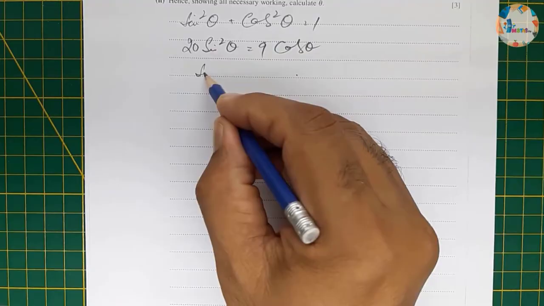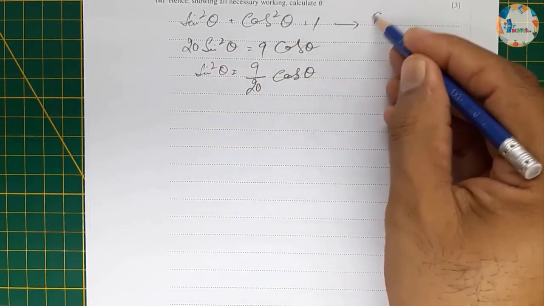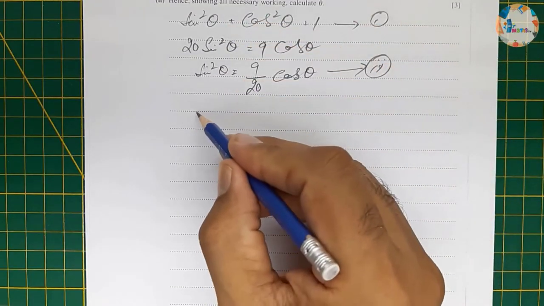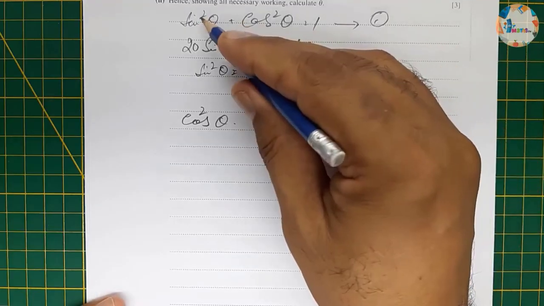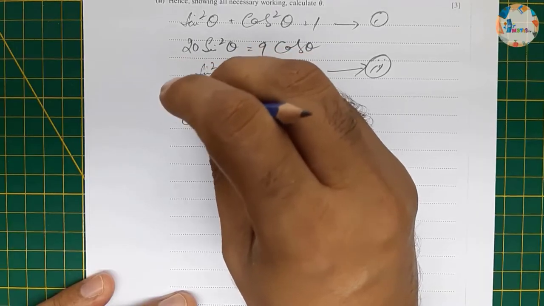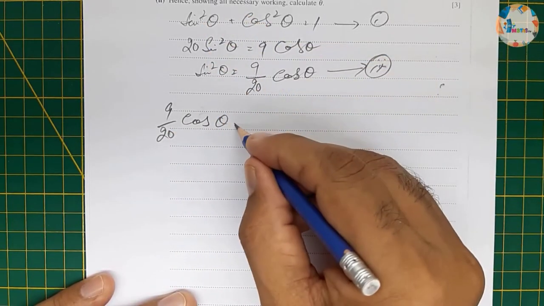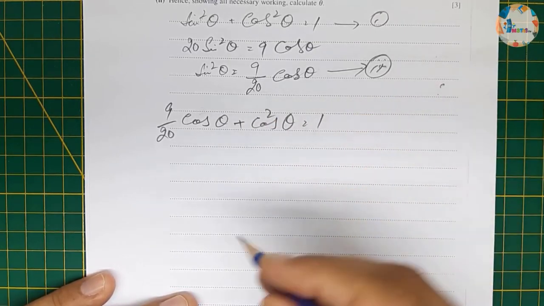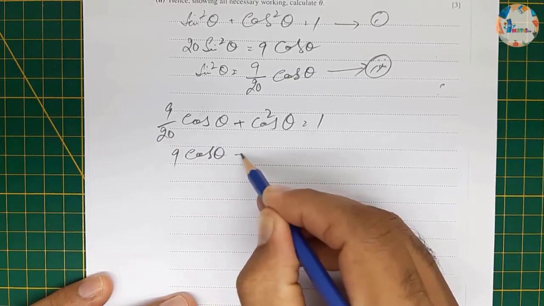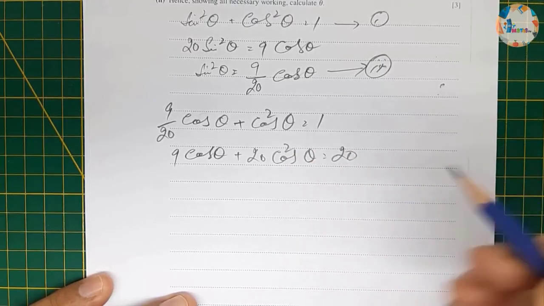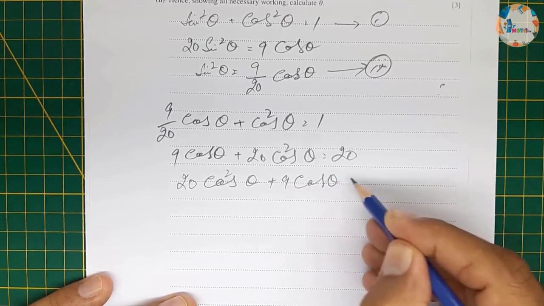In this equation we can shift the 20 to this side. So sine square theta is equal to 9 over 20 cos theta. Now we can equalize equation 1 and equation 2. Basically we will replace this value in this one. So this will be 9 by 20 cos theta, plus cos square theta is equal to 1. Now we can multiply this whole equation by 20 to get rid of the denominator. So it will be 9 cos theta plus 20 cos square theta is equal to 20. And now we can arrange them. So this will be 20 cos square theta plus 9 cos theta minus 20 is equal to 0.